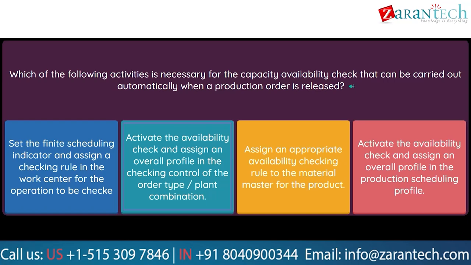Option 3, assign an appropriate availability checking rule to the material master for the product. Option 4, activate the availability check and assign an overall profile in the production scheduling profile.